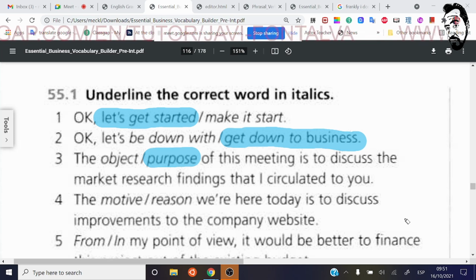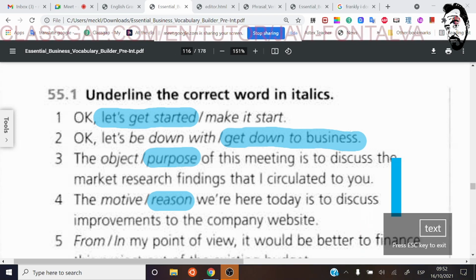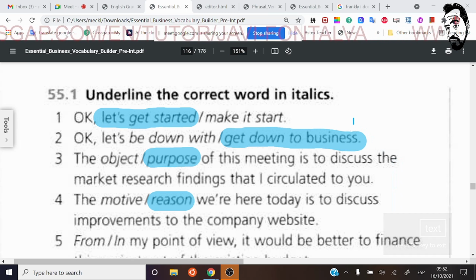The purpose of this meeting. 4. The reason we are here today is to discuss improvements to the company website. So remember, discuss no significa discutir. Es hablar de un tema. Discutir se dice argue. Otra palabra. Argue.